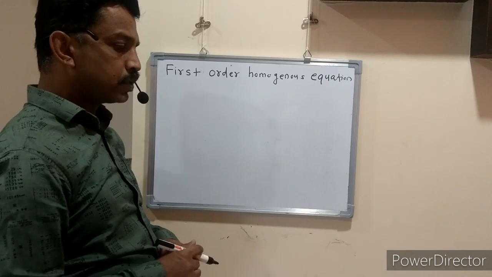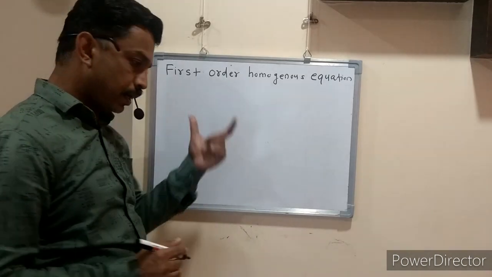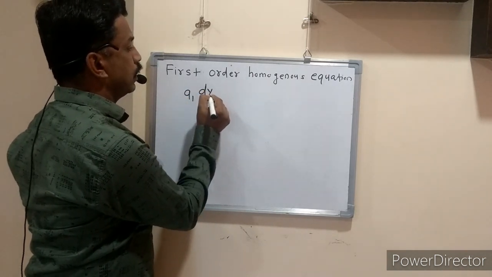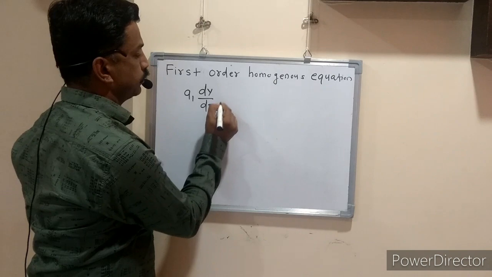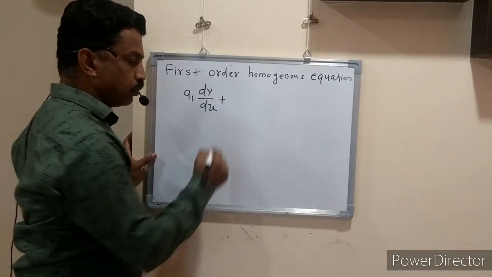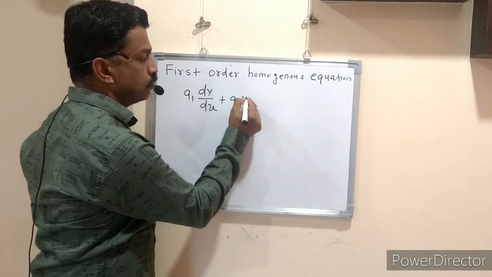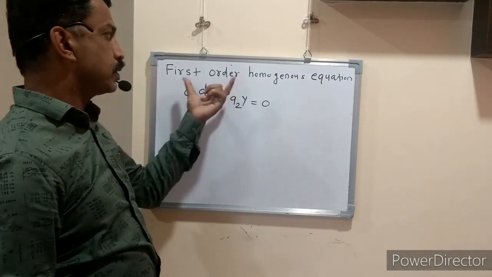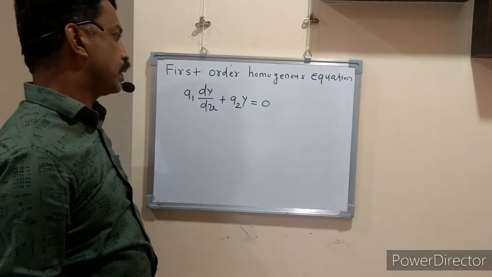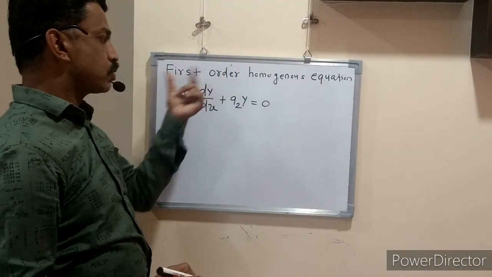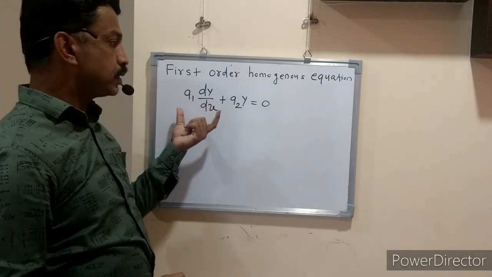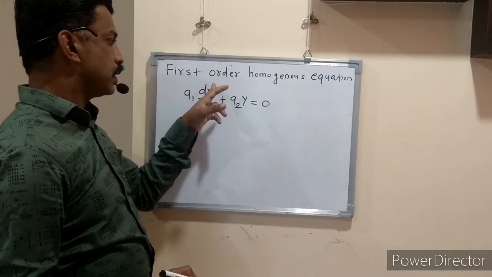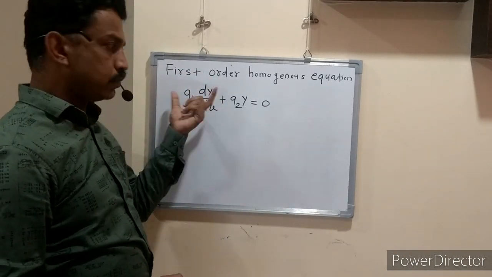Now the general first order homogeneous equation we can write like this. Suppose we say a1 dy by dx plus a2y equal to 0. So this is one of the simple types of first order homogeneous equation, or this is a general example where dy by dx is the first order. In the differential part dy by dx, it is first order because the power is 1.